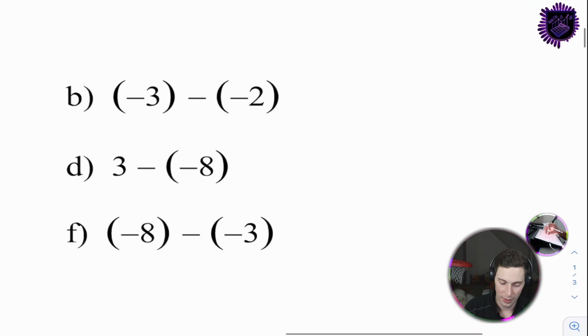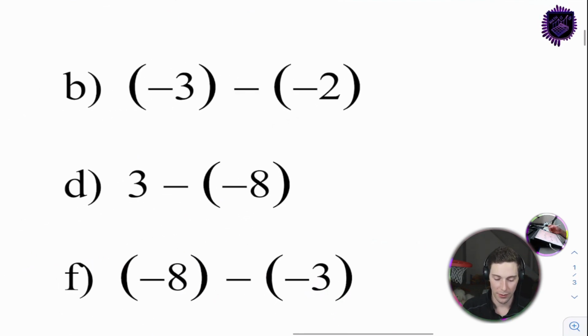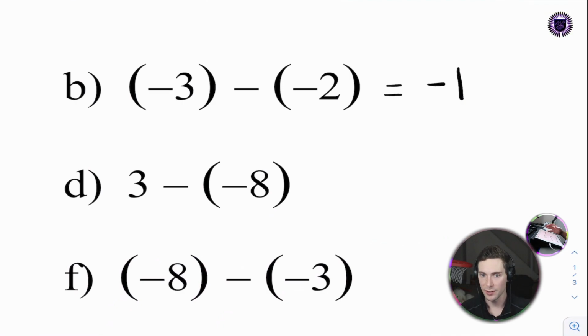2b. So this is going to be negative 3 minus negative 2. So this is making it less negative by 2. So this is going to be negative 1. Right, so this is going back to that finding the difference. When the signs are the same, find the difference and take the value of the larger sign.